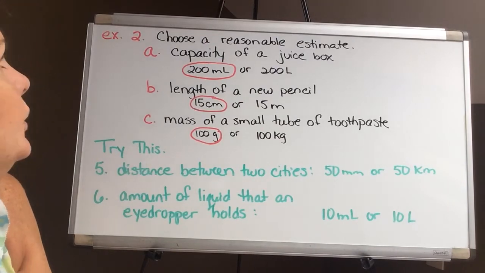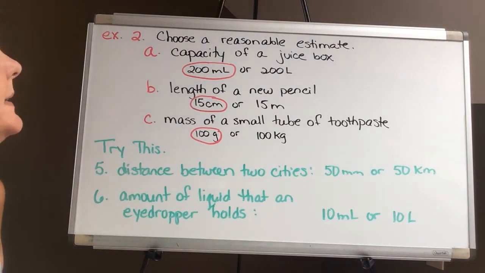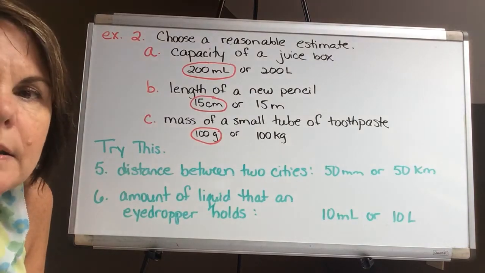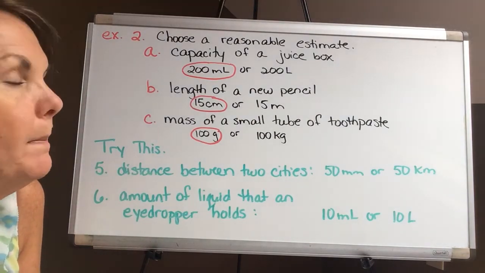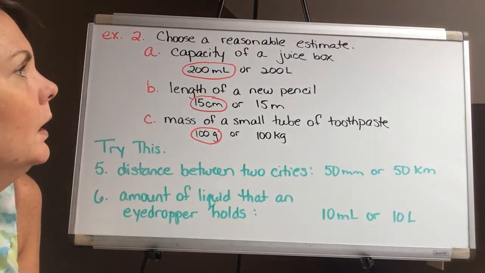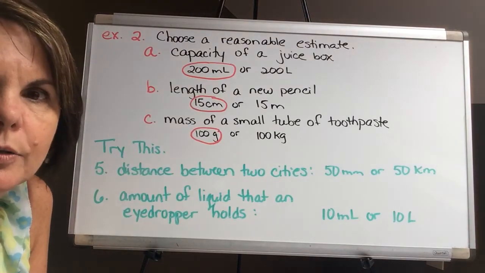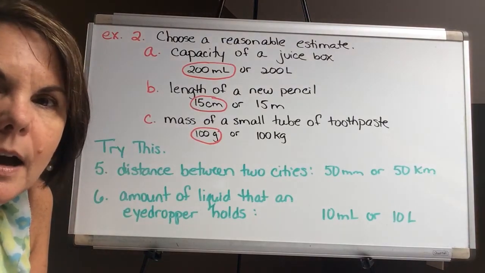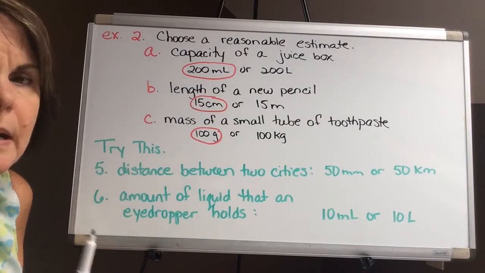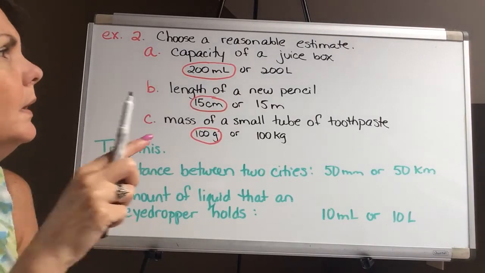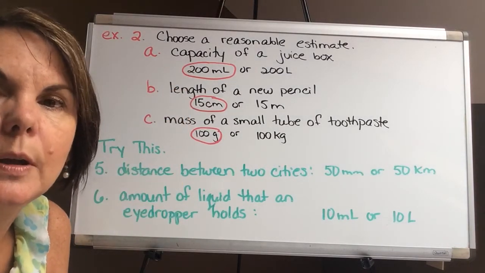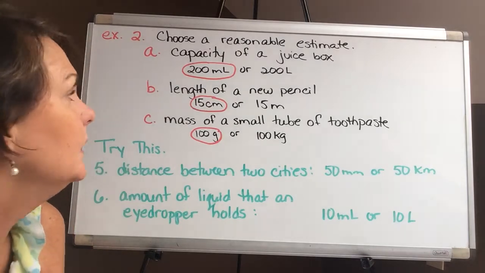Let's look at example 2. Choose a reasonable estimate. Capacity of a juice box. A juice box. Would that be 200 milliliters or 200 liters? Remember, a liter is like a quart of milk, and you're talking about a juice box. Definitely 200 milliliters. Most things that we drink, they're done in milliliters.